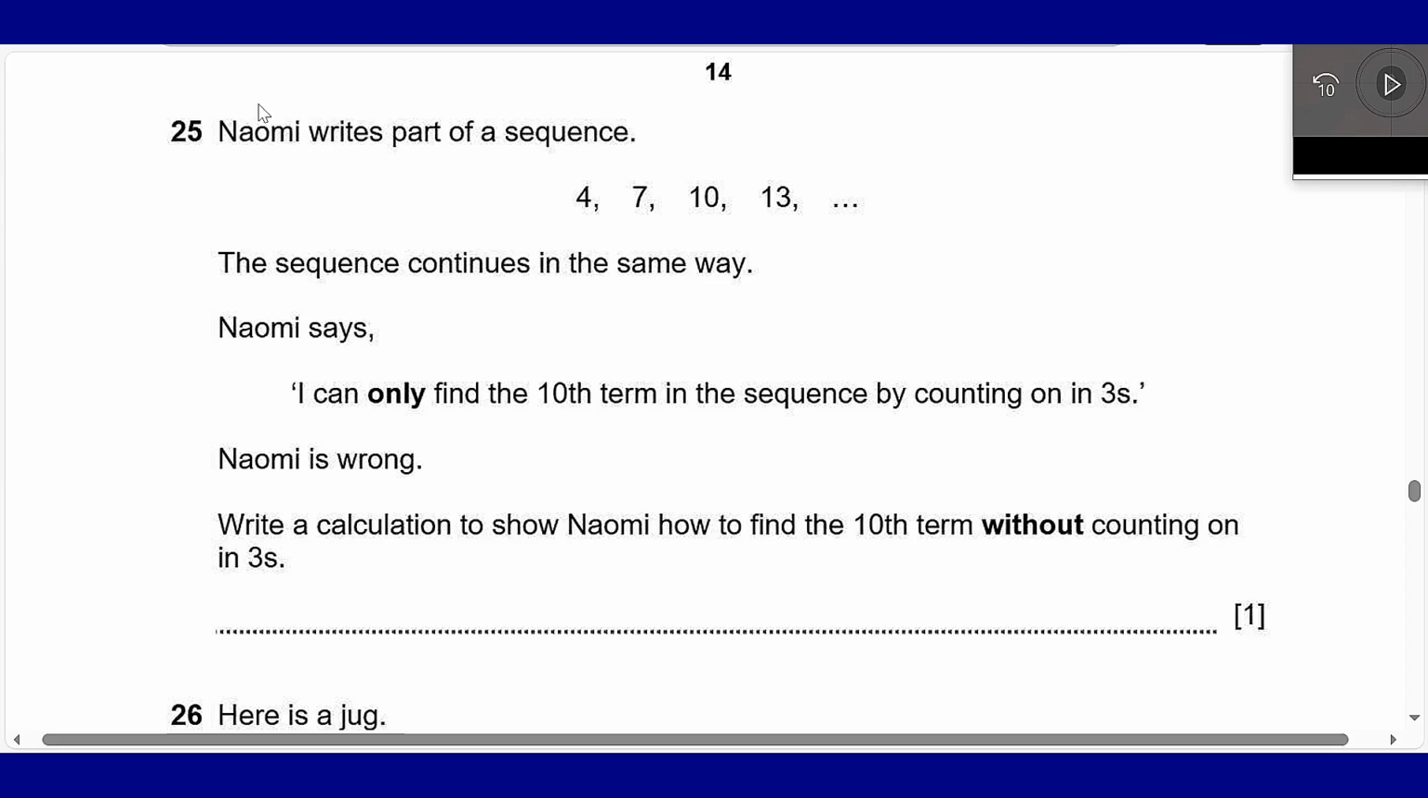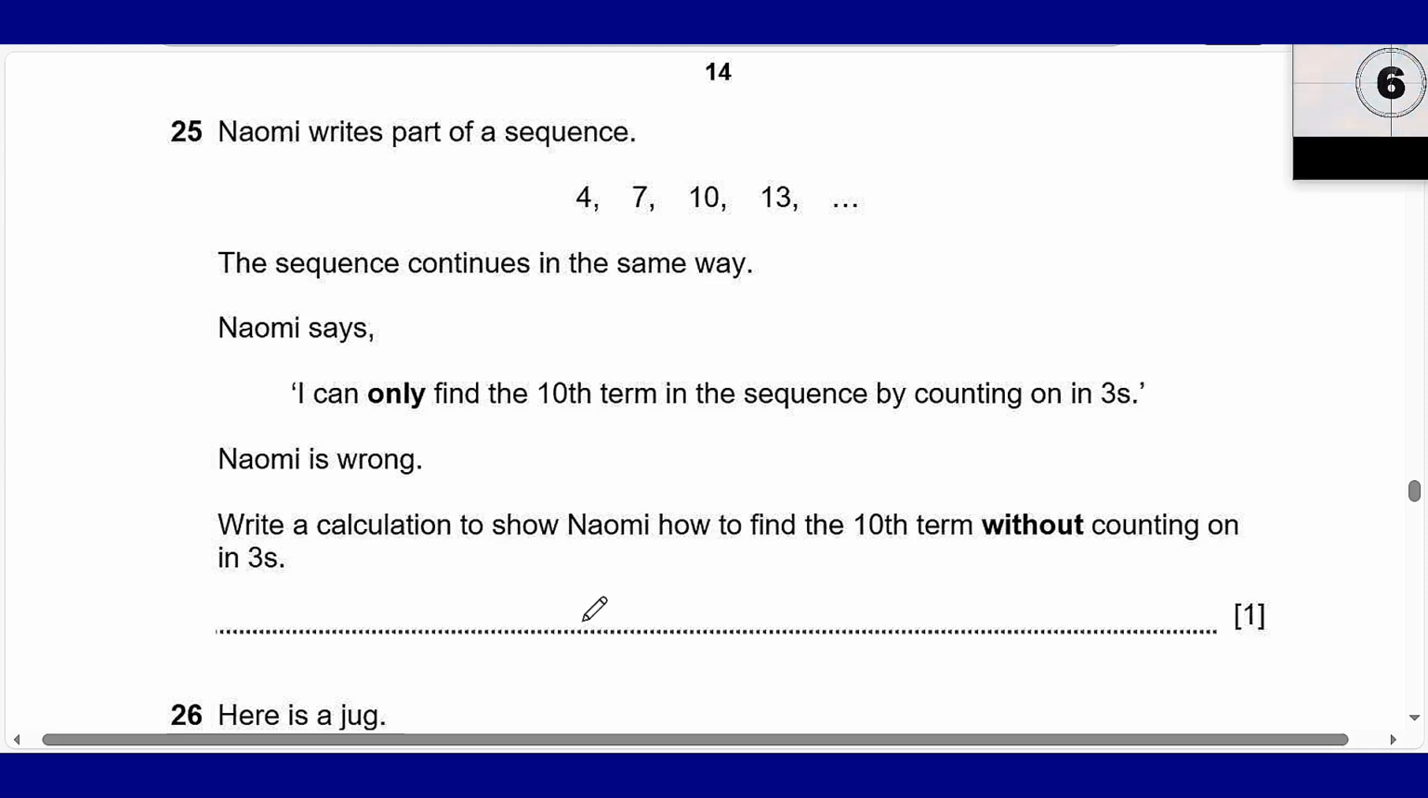Okay guys, 25. Naomi writes part of a sequence: 4, 7, 10, 13, and the sequence continues in the same way. Naomi says, I can only find the 10th term in the sequence by counting on in threes. Naomi is wrong. Write a calculation to show Naomi how to find the 10th term without counting in threes.